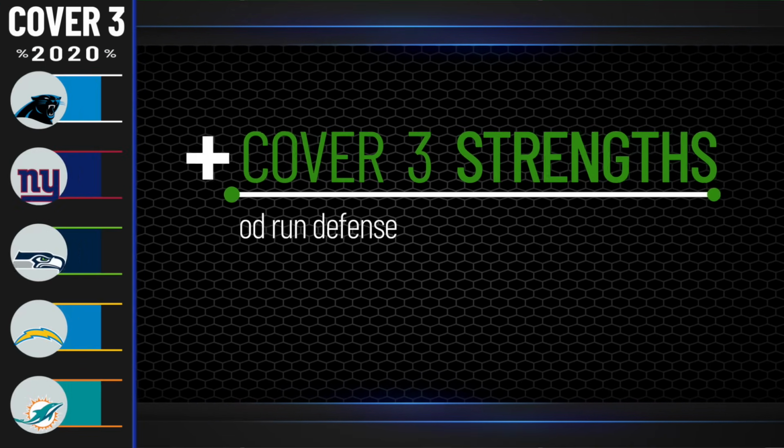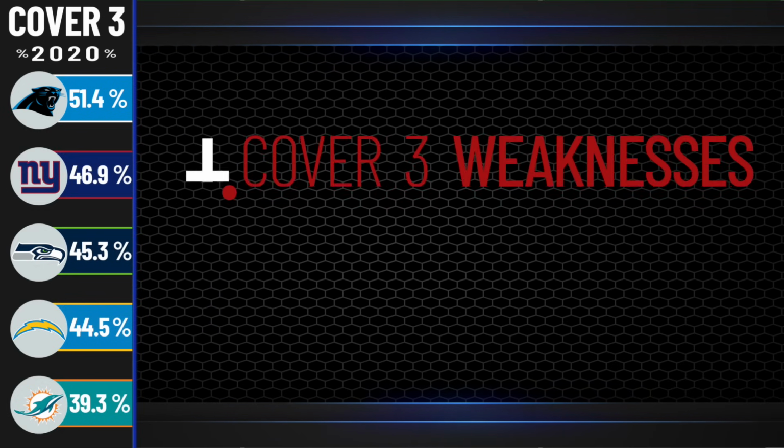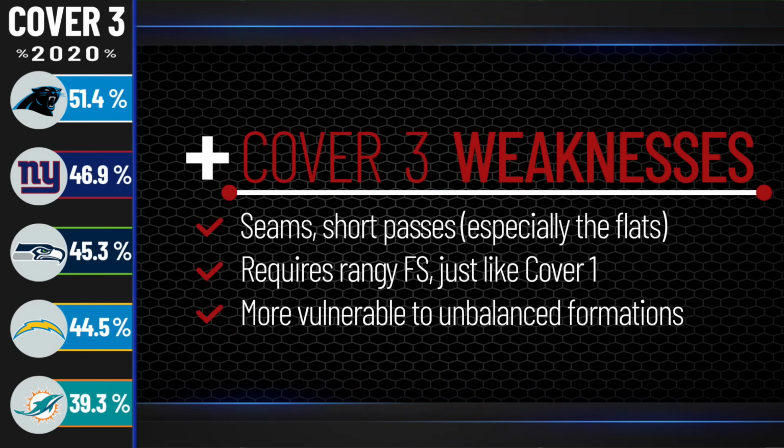Cover 3 is a balanced defense because there's 3 deep defenders to cover vertical routes, and you still have 8 in the box so you can be solid against the run. But cover 3 just has so many weaknesses that it's really hard to run it very often and be successful. The first weakness is the seams right in between the deep thirds because you can create a 2-on-1 with the free safety and he has to leave someone open.